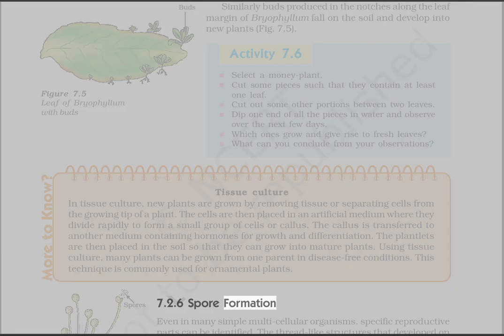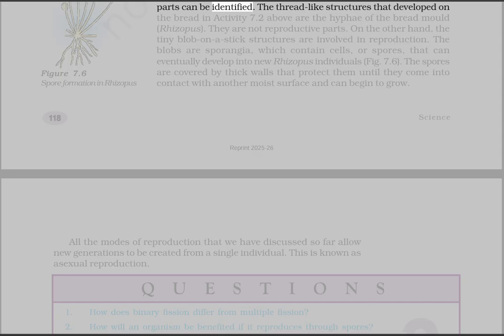7.2.6 Spore formation. Even in many simple multicellular organisms, specific reproductive parts can be identified. The thread-like structures that developed on the bread in activity 7.2 above are the hyphae of the bread mold, rhizopus. They are not reproductive parts. On the other hand, the tiny blob-like structures are involved in reproduction. The blobs are sporangia, which contain cells, or spores, that can eventually develop into new rhizopus individuals, Fig 7.6. The spores are covered by thick walls that protect them until they come into contact with another moist surface and can begin to grow. Figure 7.6: Spore formation in rhizopus.